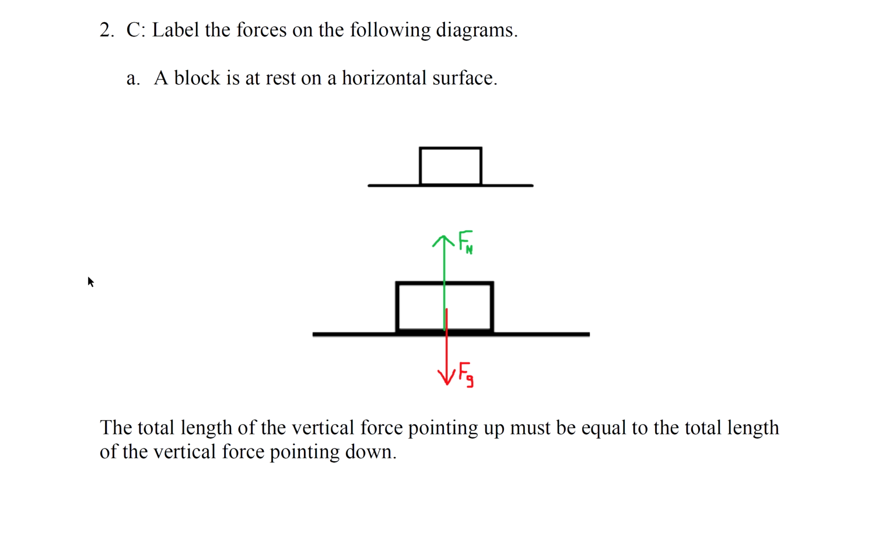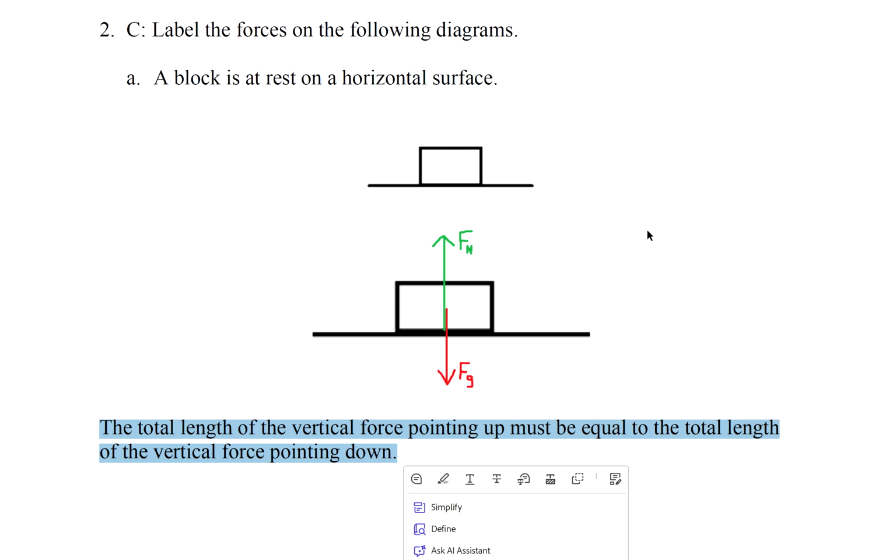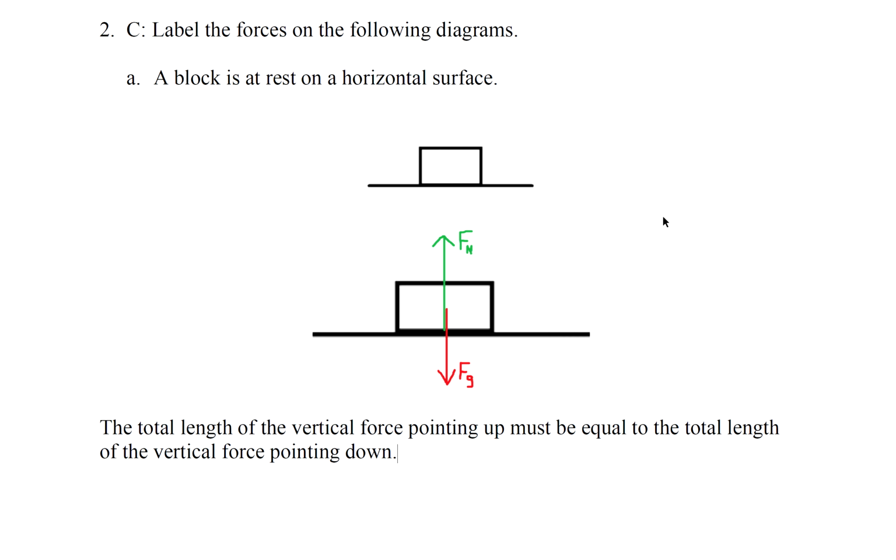So, question 2. Label the forces on the following diagrams. Part A. A block is at rest on a horizontal surface. So if a block is at rest on a horizontal surface, nothing is pushing or pulling it. So read this on the bottom. The total length of the vertical force pointing up must be equal to the total length of the vertical force pointing down. It's difficult to draw exact magnitudes, but you can see the force of normal is up, force of gravity is down. Force of normal points from the surface of the object, force of gravity points from the center of the object.